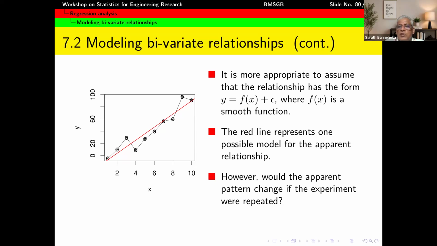Remember, when we are considering the model, we are considering it based on the sample. Here, this scatter plot is obtained from the sample. But actually, the model that we are considering is for the population, not for this particular sample. The red line represents the possible model for the apparent relationship in the population. However, would the apparent pattern change if the experiment were repeated? Yes. The apparent pattern we get by connecting the points will of course change if we repeat the experiment.